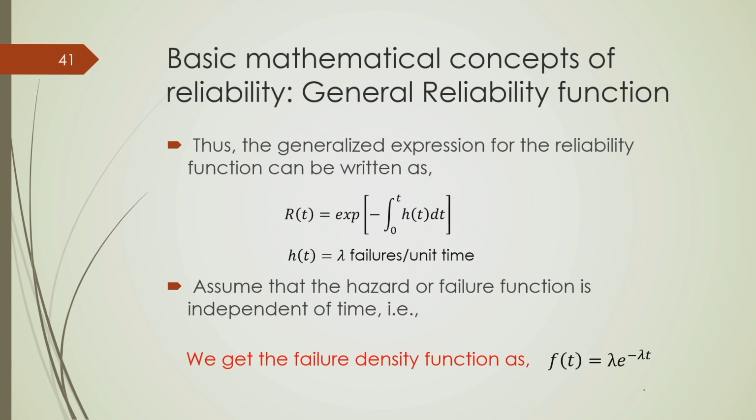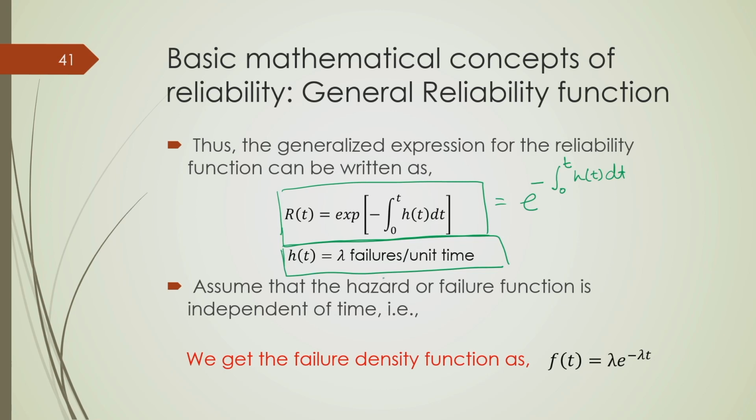Okay. First of all, these equations we got already in the last slide, that this reliability function is nothing but equal to e to the power minus the integration from 0 to t of the instantaneous hazard rate. Okay. Now, if we consider a case where the hazard rate is assumed to be constant with a value of lambda. Okay. So, we assume that this hazard or failure function is independent of time, that is constant. So, if we consider that, what will we get?